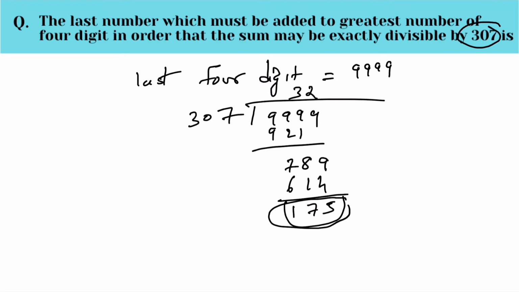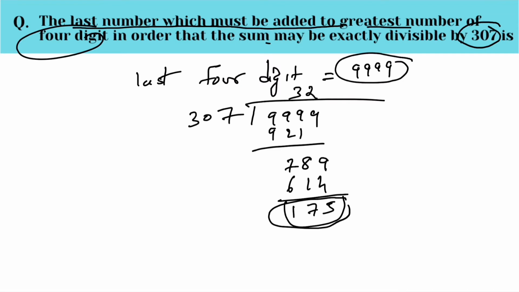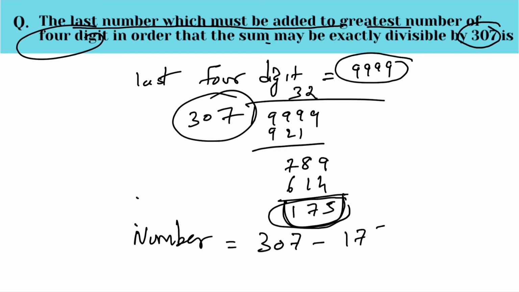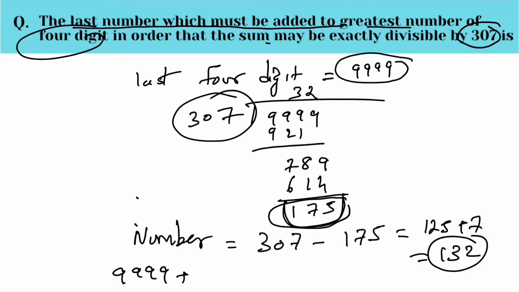And the question is, the least number which must be added to the greatest number of 4 digits in order that the sum may be exactly divisible by 307. So in order to divide this sum exactly, how much do we have to add? As the divisor is 307, the remainder is 175. So the number that has to be added is 307 minus 175, which is 132. So if we add 132 to 9999, then it becomes 10131. This is the number which when divided by 307, the remainder is 0.